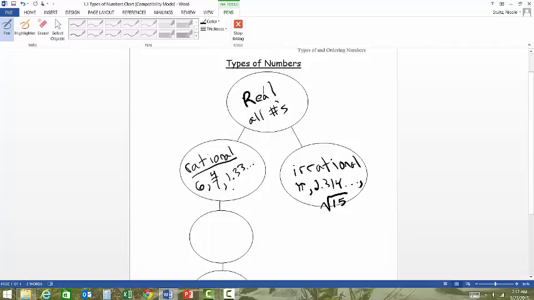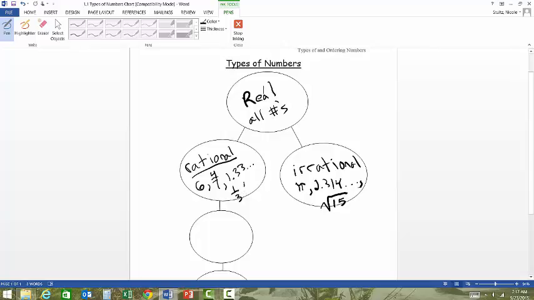The reason that's the case is if we take the fraction 1/3. If you type 1 divided by 3 in your calculator, it says 0.333 repeating. So repeating decimals are fractions.